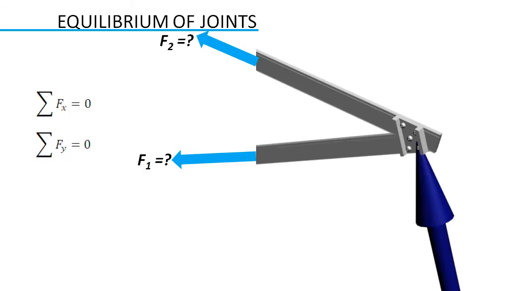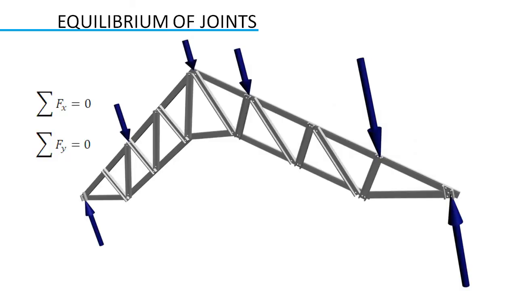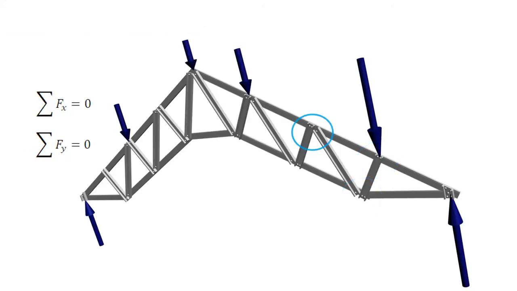Once you're done with one joint, you can move to the next joint and do the same analysis there. The procedure is repeated till we have solved all the unknown forces in the truss.